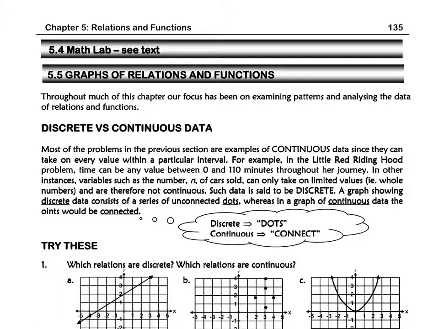So kind of a quick way to help you remember it is think discrete goes with dots and continuous goes with connect. Just a little, D for dots and C for connect. Okay, so just a little thing to help you remember it. Some people get continuous mixed up and think that continuous means the pattern continues, but you have to think continuous means connect. Discrete means dots.